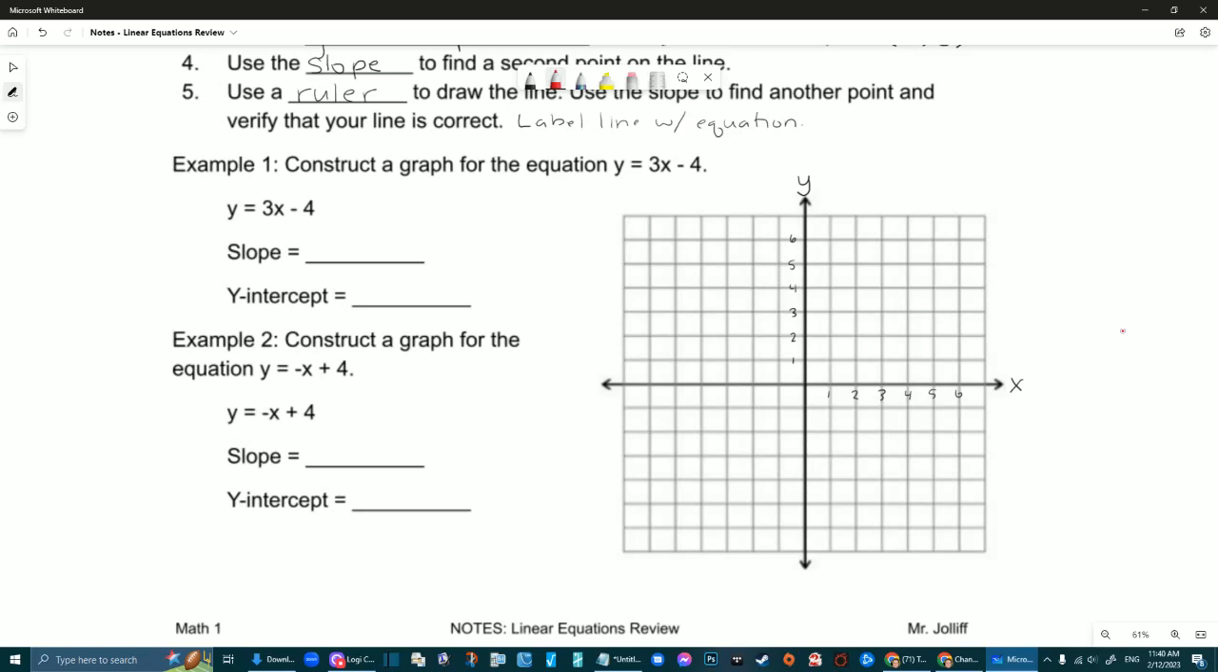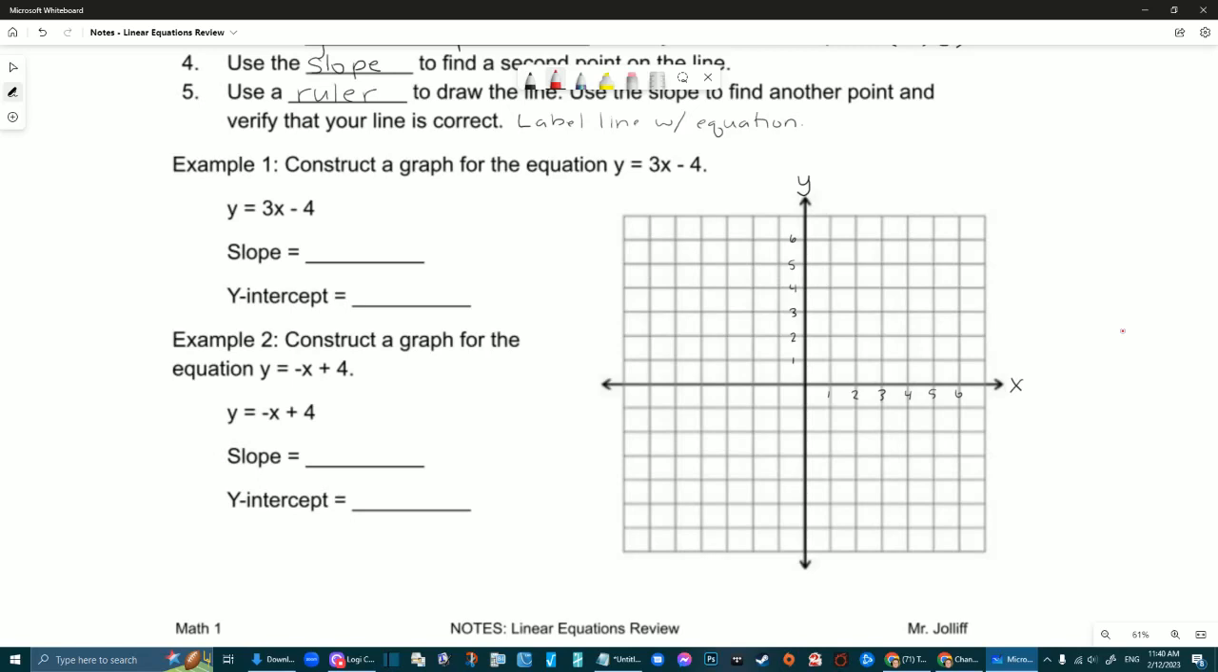You can see our graph has already been drawn for us. We've done step 1 together while we were going through that step list. We've labeled the axes, we've created a scale. Step 2, we need to identify the slope and y-intercept.